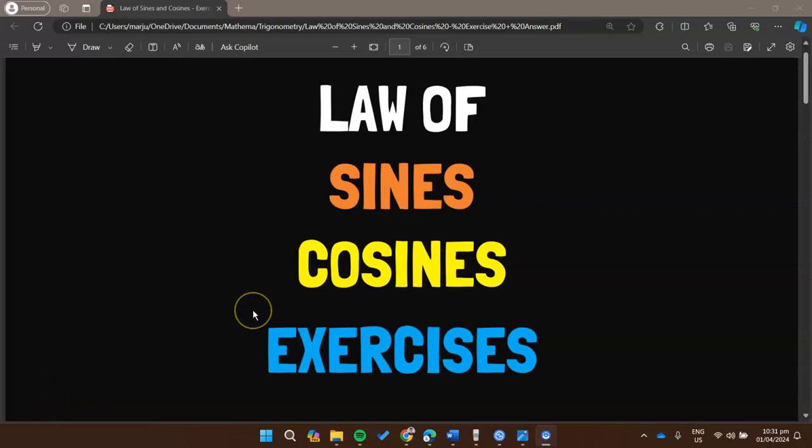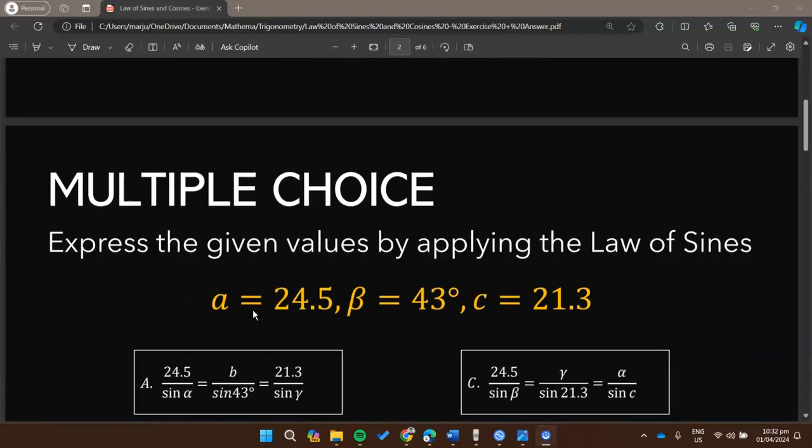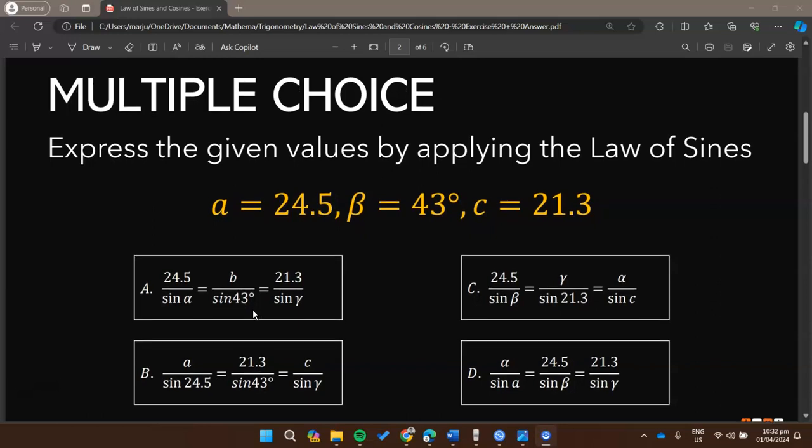Hello, this is the video explanation of the posted exercises on TikTok. So again, this is all about the law of sines, cosines. So this is our first item.